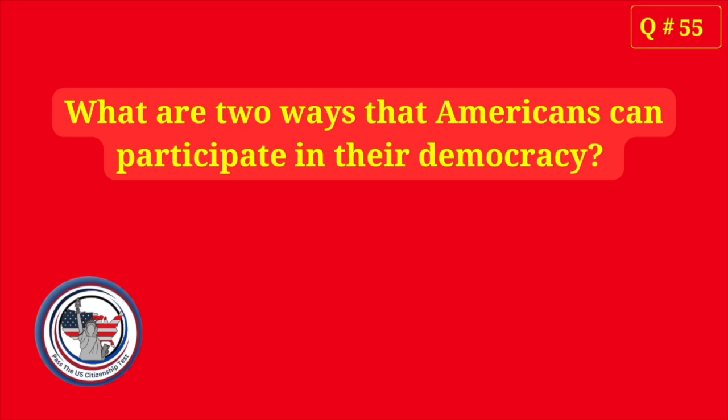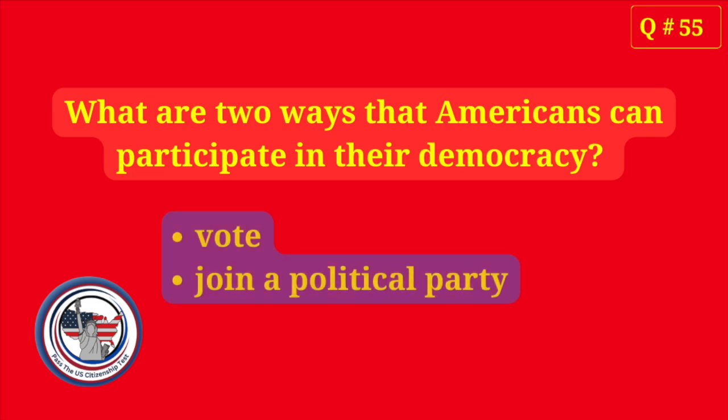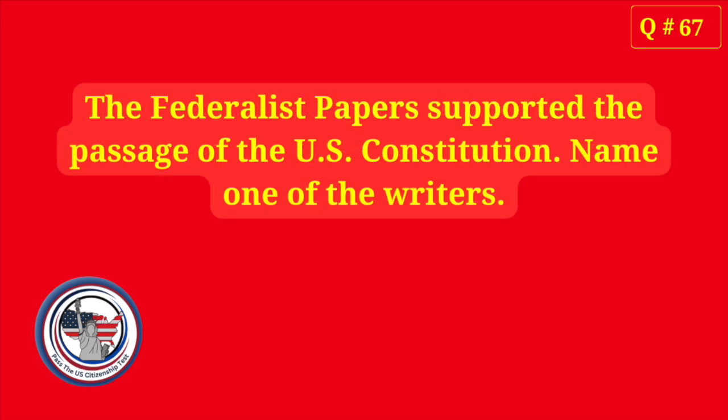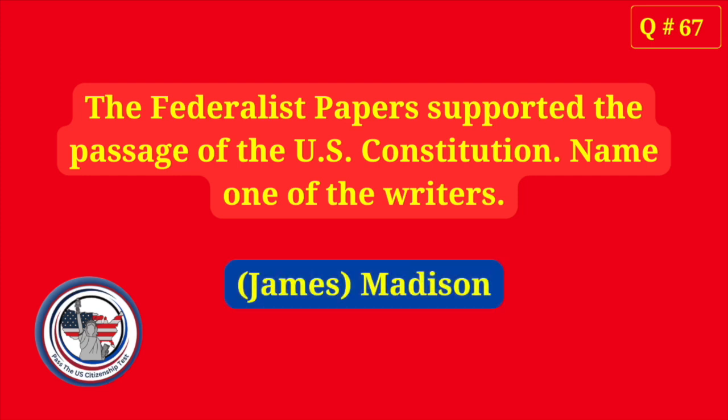What are two ways that Americans can participate in their democracy? Vote. Join a political party. The Federalist Papers supported the passage of the U.S. Constitution. Name one of the writers. James Madison.